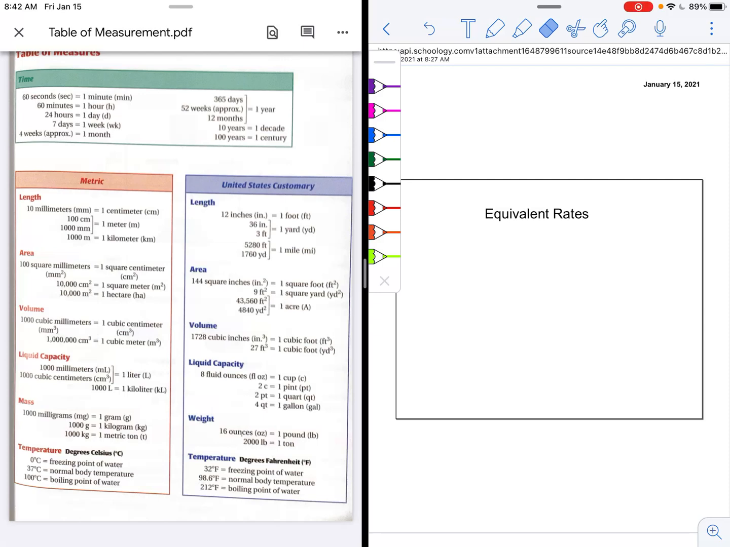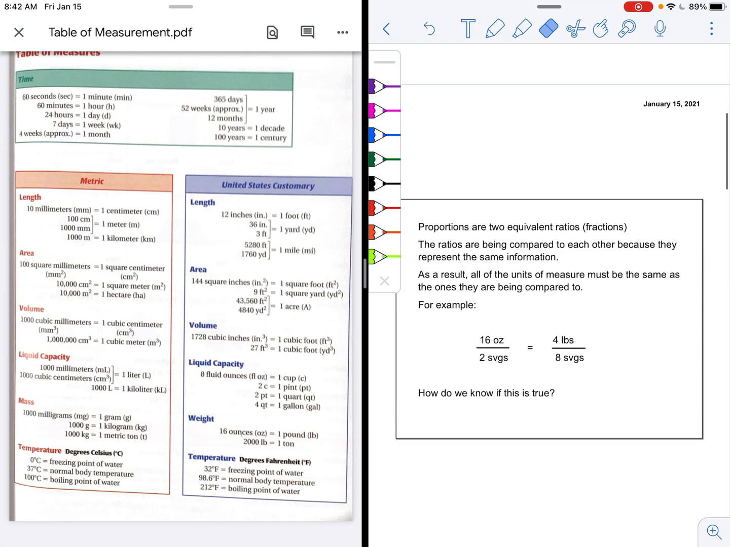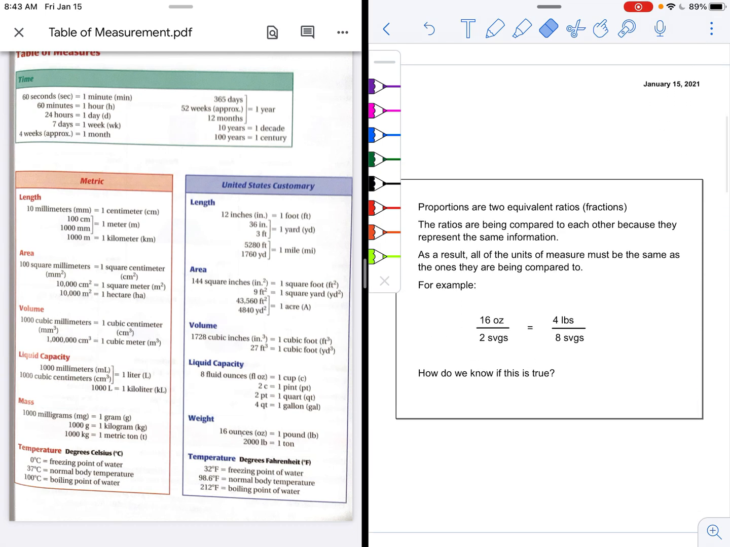Today we're going to be looking at conversion rates. We're going to be using the table of measures that's open up on the left side here.